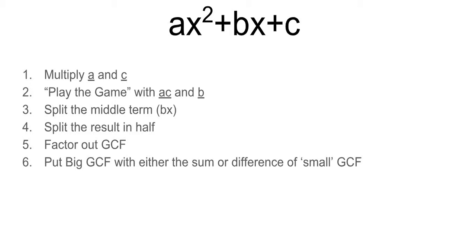And then we factor out the GCF for both of them. The GCF is a single term that can go into both of the terms on each side. And then you're going to put the big GCF, which is the variable plus or minus the number that you see on both sides, usually in parentheses, with either the sum or the difference of the small GCF. The small GCF is what we get in number 5. I just called it a small GCF just so there's no confusion with the big GCF.